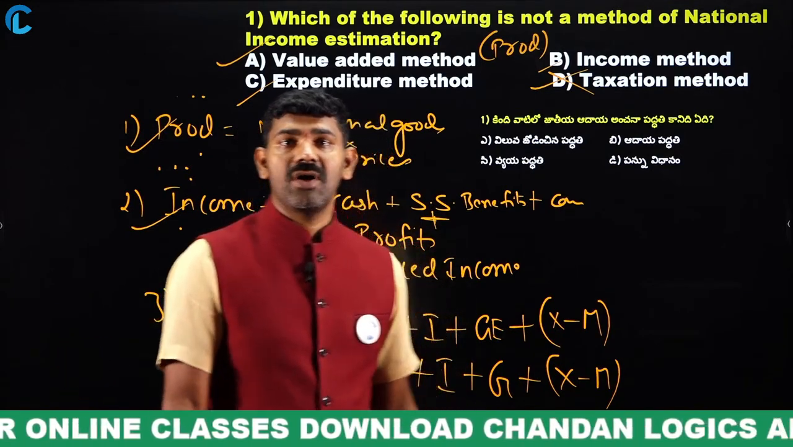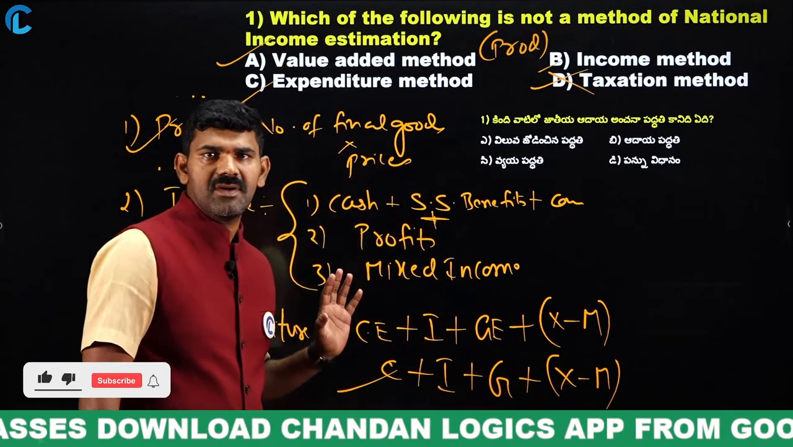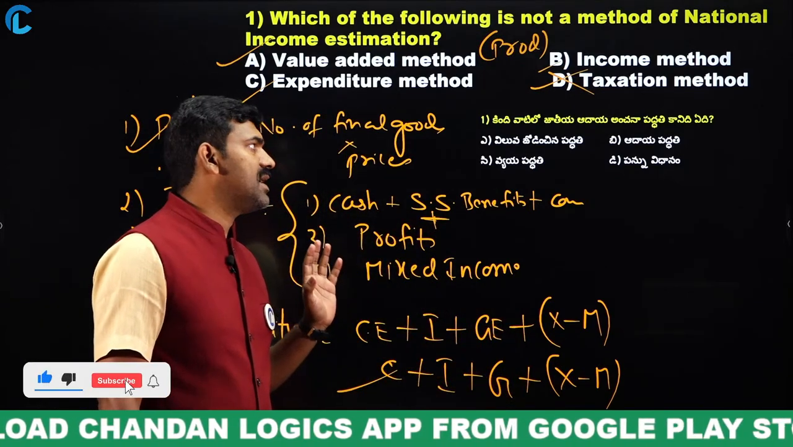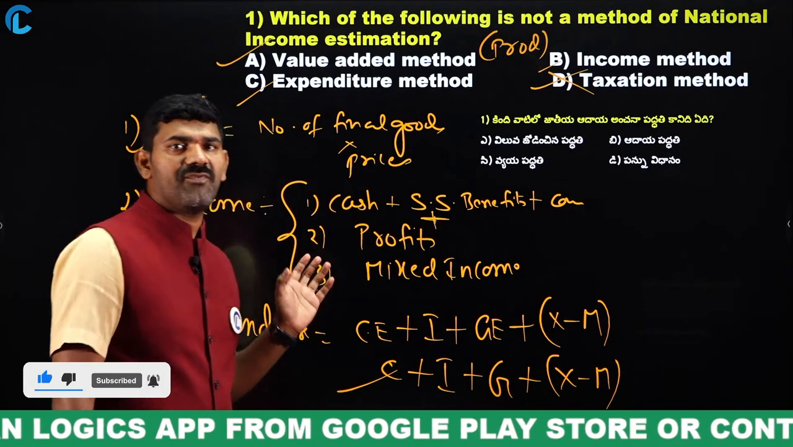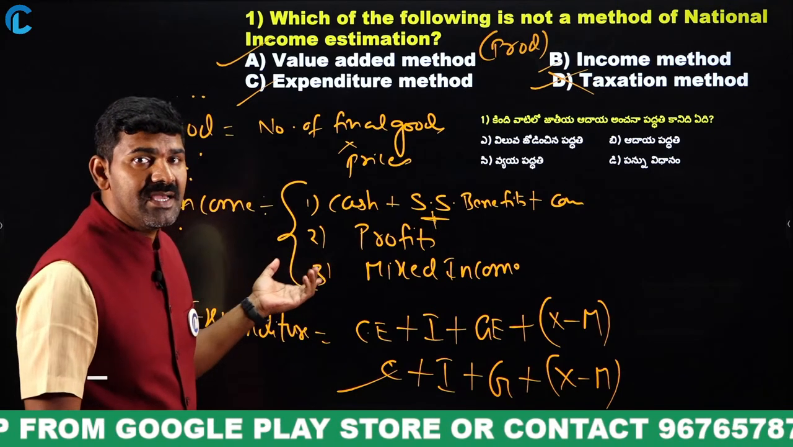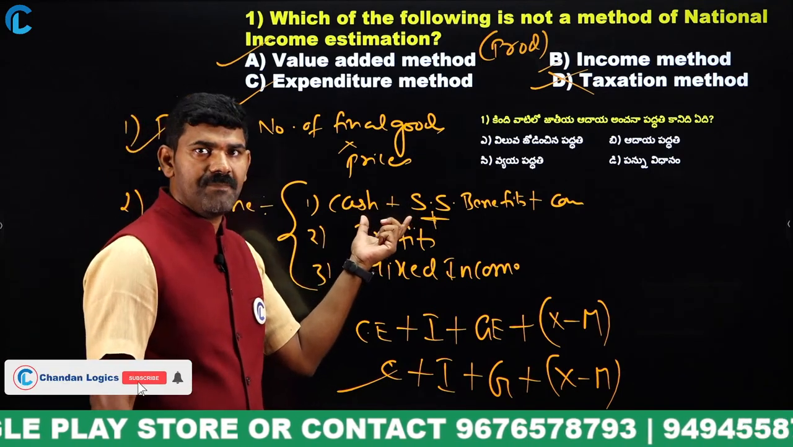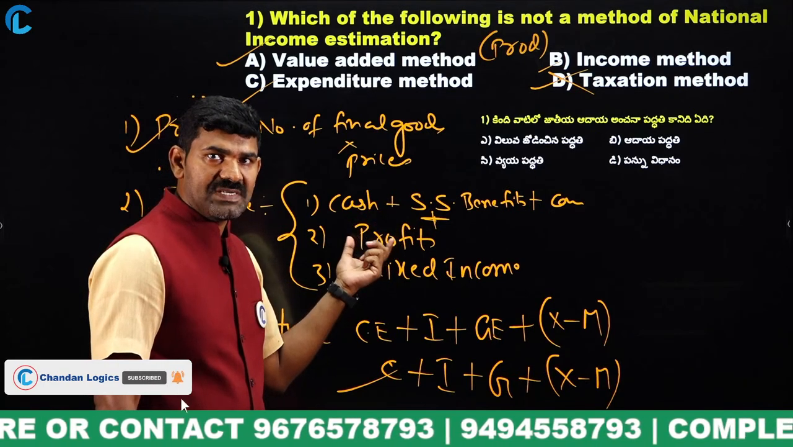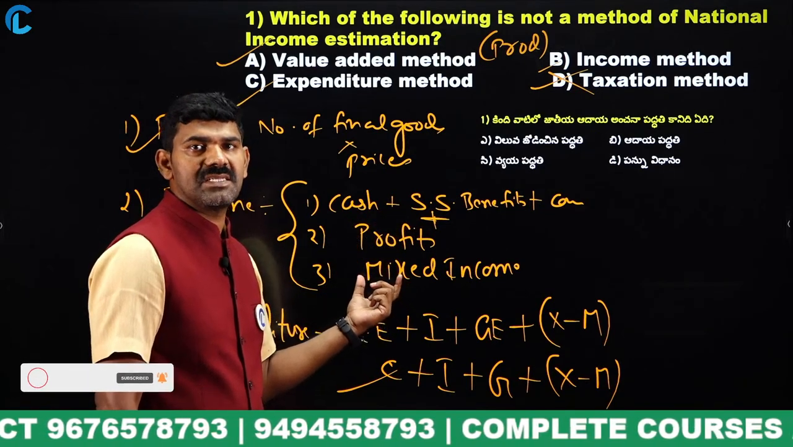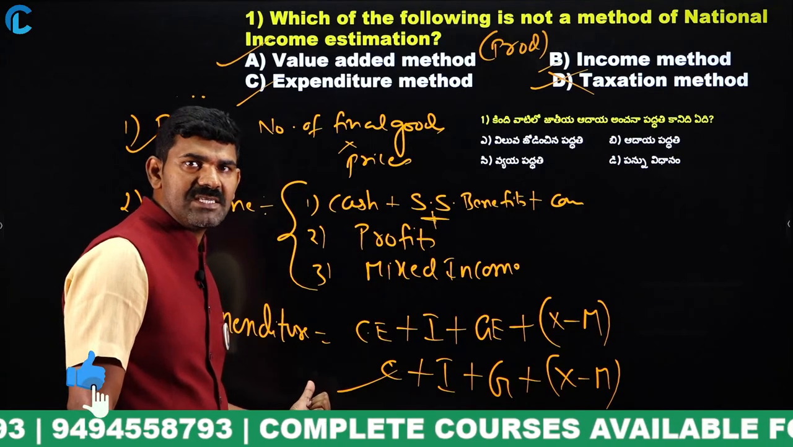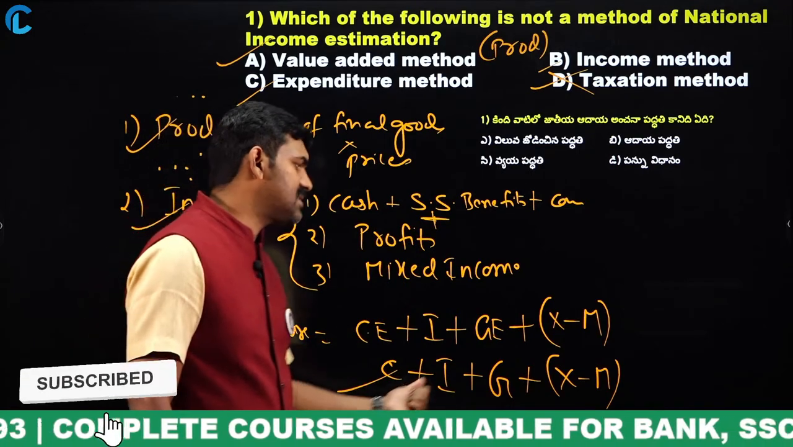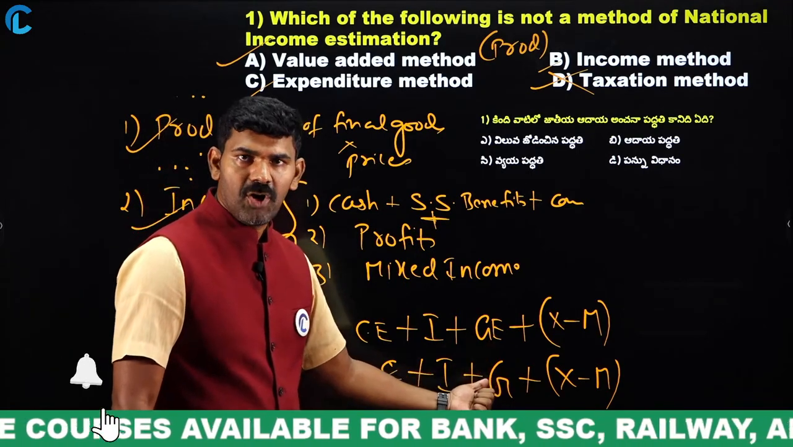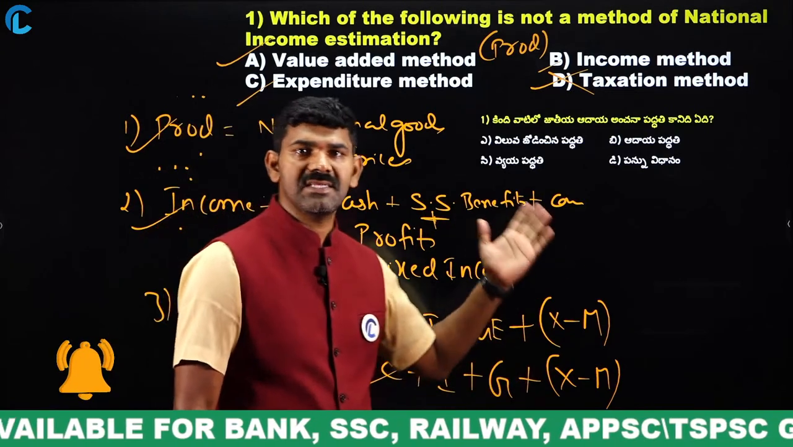Did you all get the concept? Okay. So, what is the method of estimation of national income by income method? It is nothing but salary earned by the people. The second one is nothing but the profits, and the third one is called mixed income. What is it with respect to expenditure method? Consumption expenditure plus investment plus government expenditure plus exports minus imports.